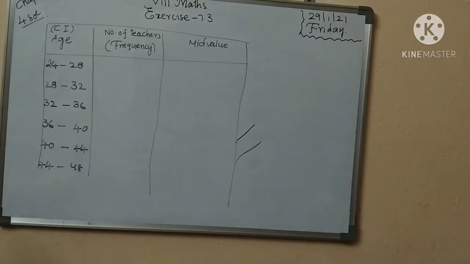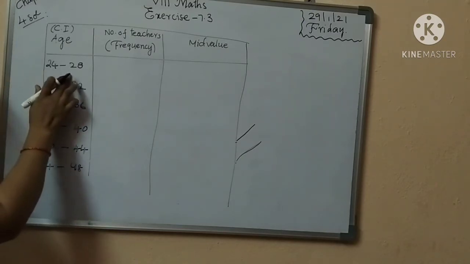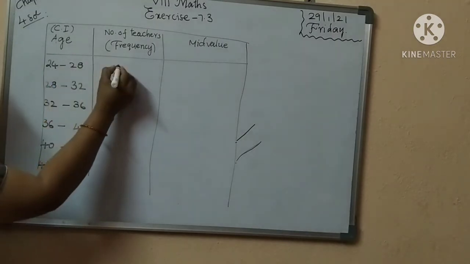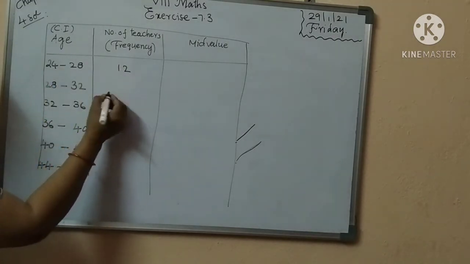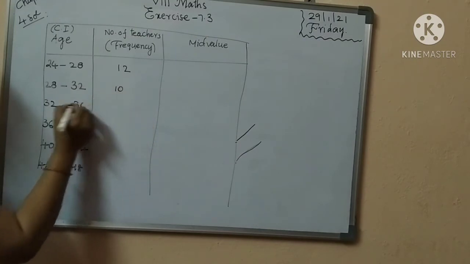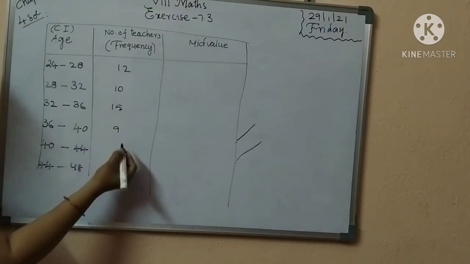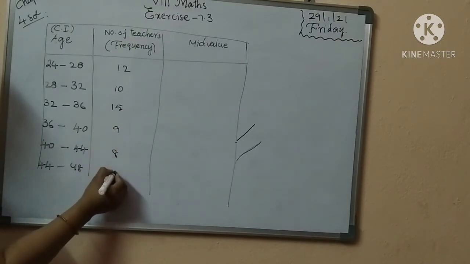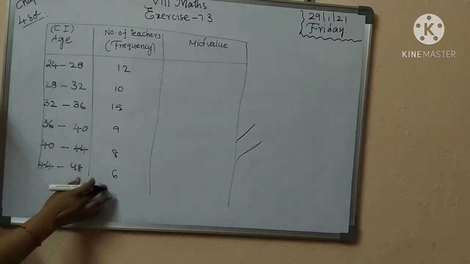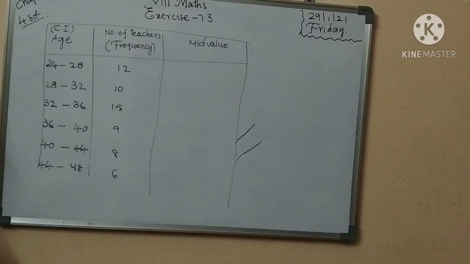Okay children. Now the number of teachers is already given in the table. What we have to take is the number of teachers as the frequency. So for ages 24 to 28, how many are there here? 12. Next 10, 15, 9, 8, 6. These are the numbers of teachers, so consider them in the table as frequency.